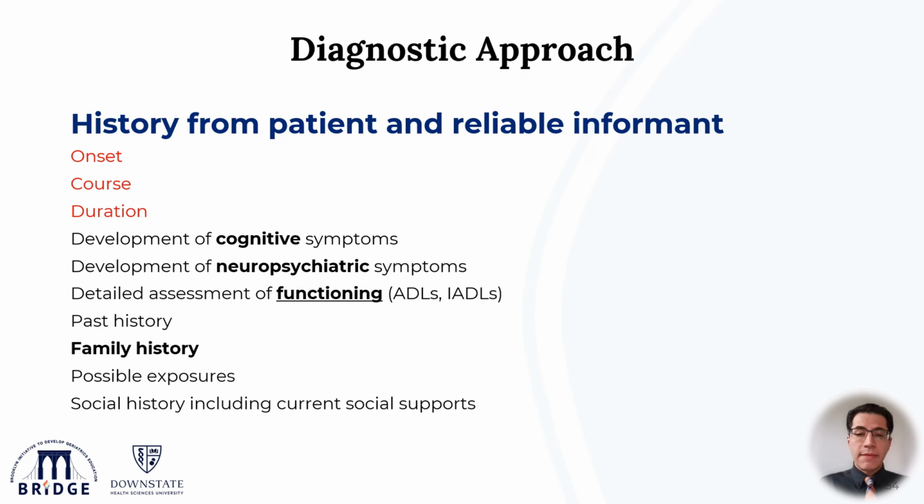So the first step, as I mentioned, is history taking from the patient and a reliable informant for collateral. That should include the onset, the course, and the duration of the illness. You have to screen for cognitive symptoms and neuropsychiatric symptoms. You should do a detailed assessment of functioning, including the activities of daily living and the instrumental activities of daily living. Obtain a good past history, including past psychiatric history, a family history of cognitive issues, possible exposures, whether it's occupational or environmental, and a social history, including current social supports.